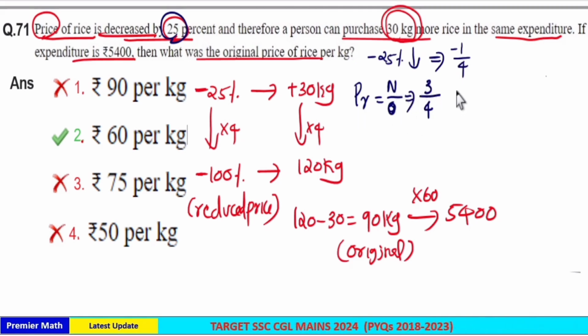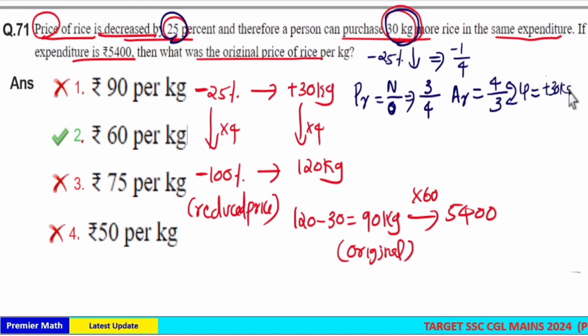This is price ratio. So if you take amount ratio is equal to reverse of price ratio. So take reverse of 3 by 4, which is 4 by 3. That is new amount by old amount is equal to 4 by 3 part. Now, difference between 4 part and 3 part is 1 part, which is given in question as 30 kilogram. When you reduce the price by 25%, you will get 30 kilogram more, means 4 minus 3, 1 part is equal to 30 kilogram.